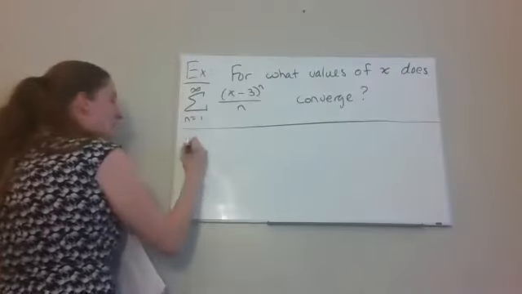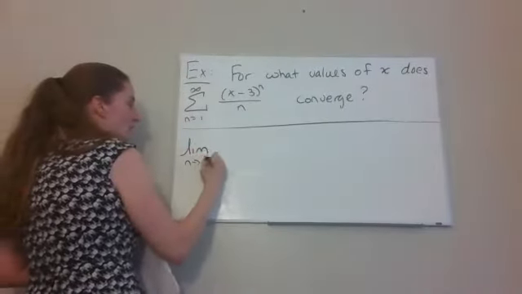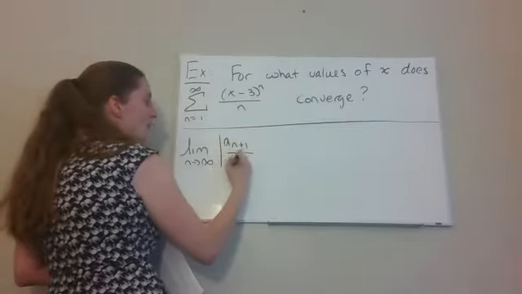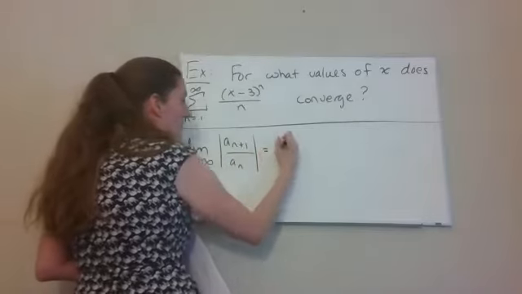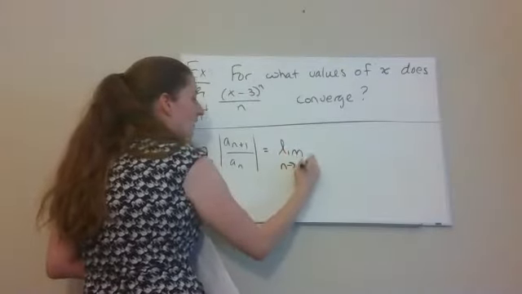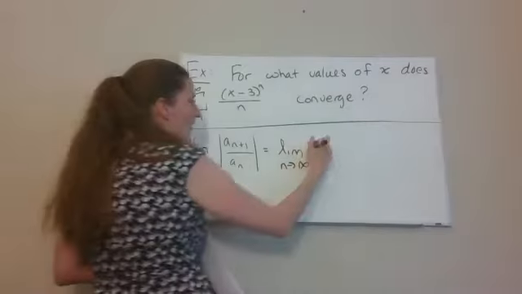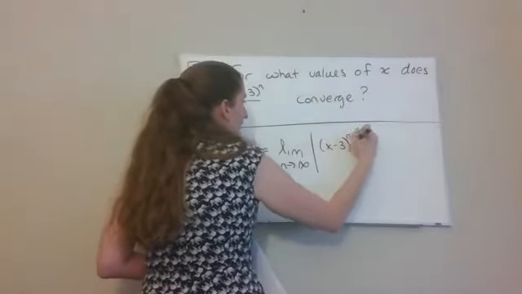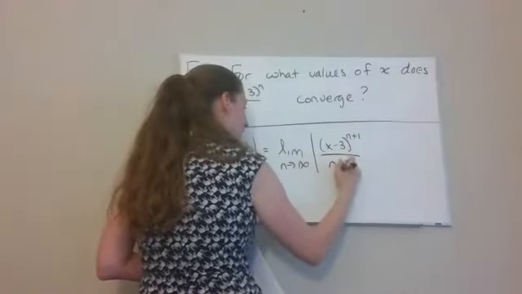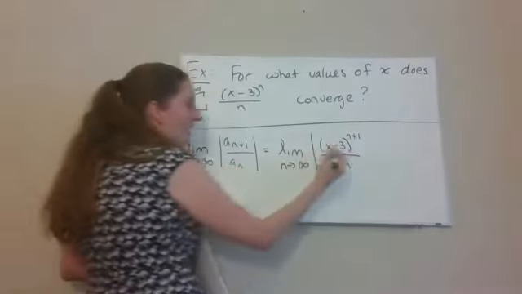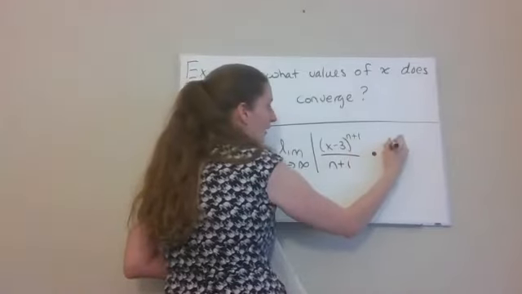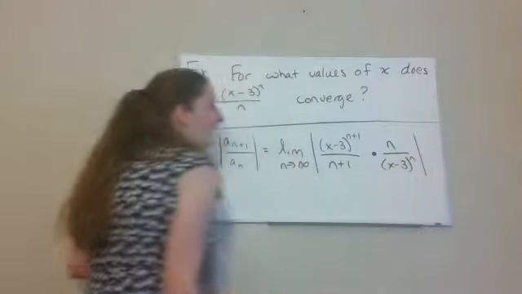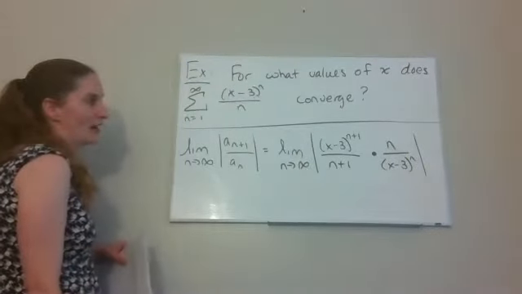So we're going to look at the limit as n goes to infinity of the absolute value of a_(n+1) over a_n. That gives me a limit as n goes to infinity of the absolute value of (x minus 3)^(n+1) over (n+1). And when I divide by a_n, I'm going to write that as multiplying by the reciprocal, so I get an n over (x minus 3)^n.